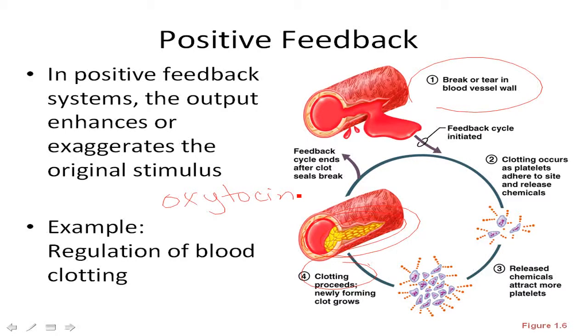Now, these are not the most common found in the body, but the regulation of blood clotting and oxytocin and labor during childbirth, or preparing for childbirth, are two of the most common.